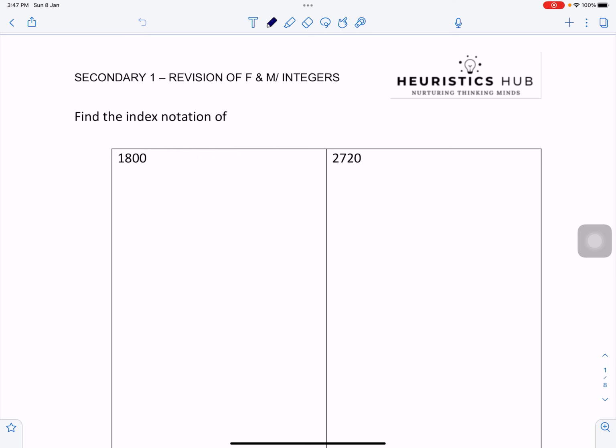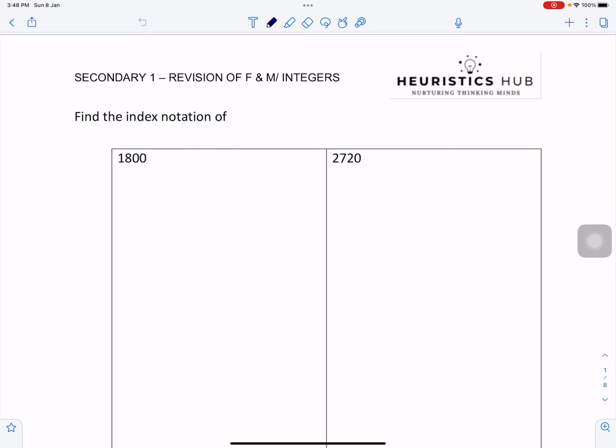When you look at the questions, they will cover index notation, square roots, squares, and cubic numbers. At the same time, it also covers integers. Without further ado, please do not view the recording if you have not done the papers. But if you have, good. You can take a look at it. Let's start.